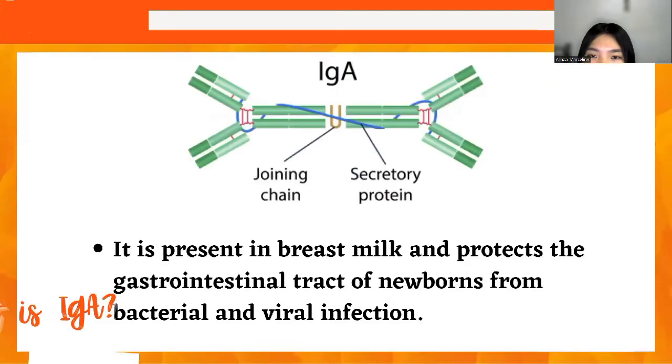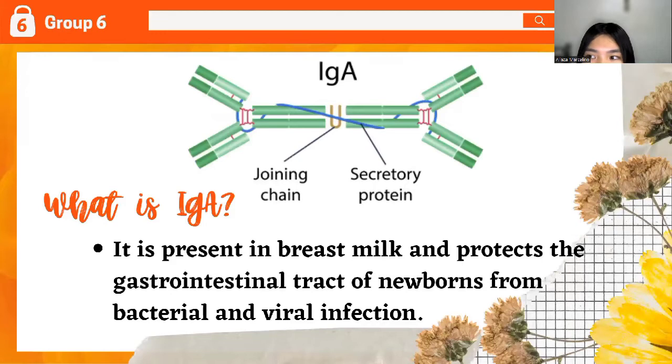So third is IgA. It is present in breast milk and protects the gastrointestinal tract of newborns from bacterial and viral infection. While in blood, IgA is present as monomers, in the shape of a single Y, but it forms dimers, a combination of 2 Ys, in secretions such as bowel fluid, nasal discharge, and saliva, to prevent bacterial invasion from a mucous membrane.